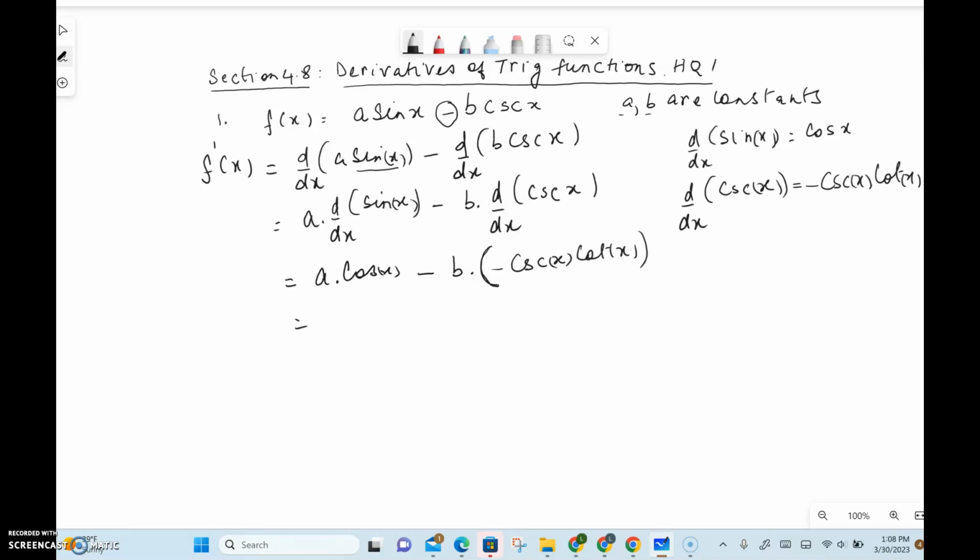And the reason why I put these parentheses is just to make it clear that we are multiplying, not subtracting. We're multiplying with the negative cosecant of x cotangent of x. So now we have a cosine of x minus the negative times negative is positive, b cosecant of x cotangent of x, and this is equal to, and this is the end.